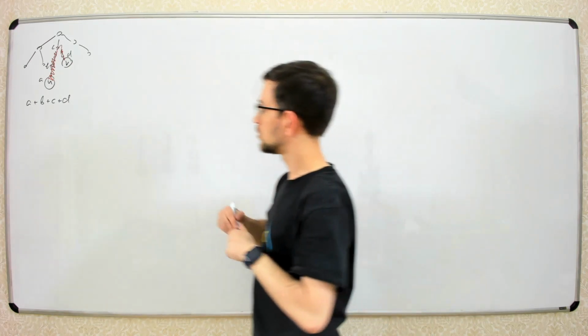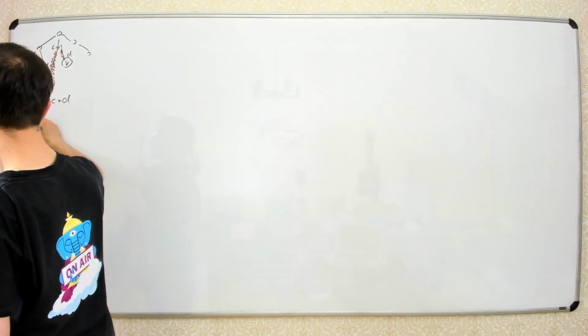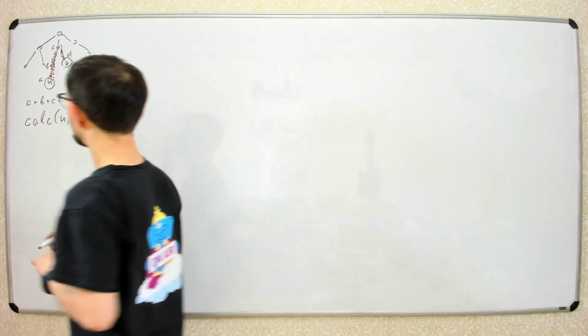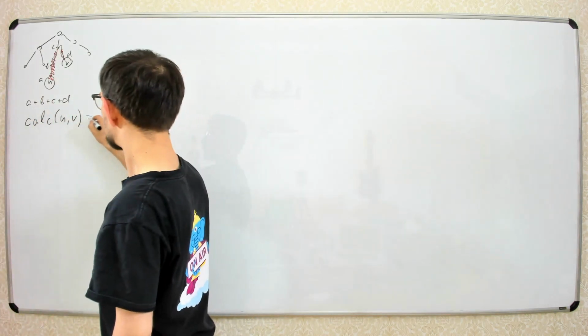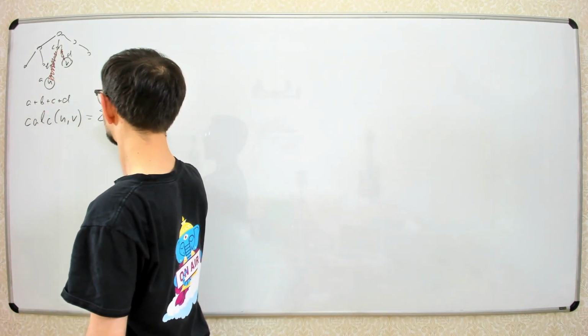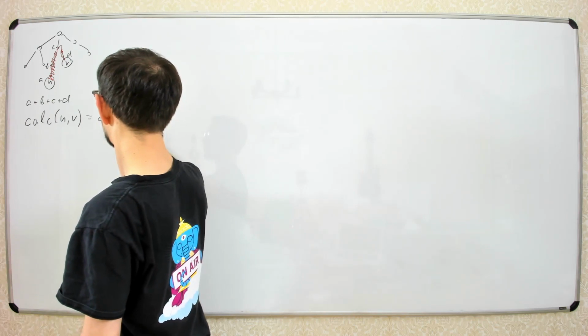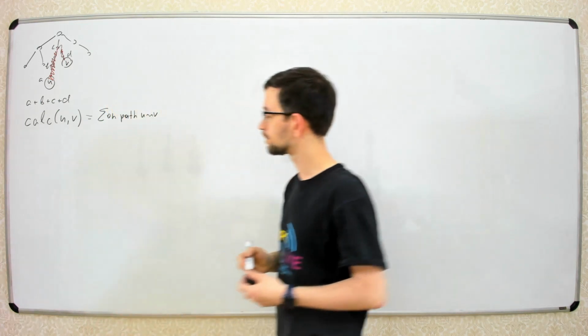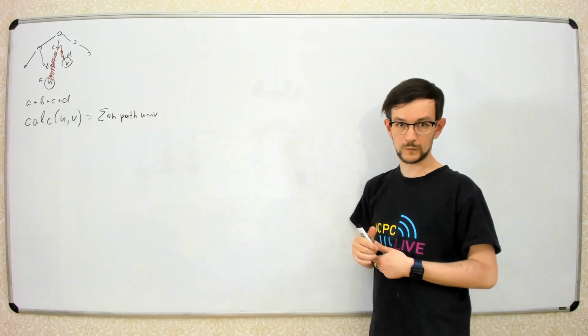So, that's the first question. So again, you need to think of this request, calc from U to V, and the result is the sum on the path from U to V. Cool.